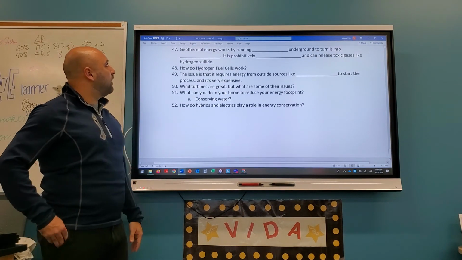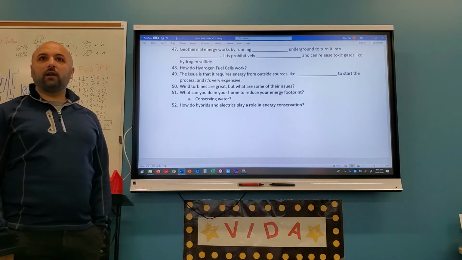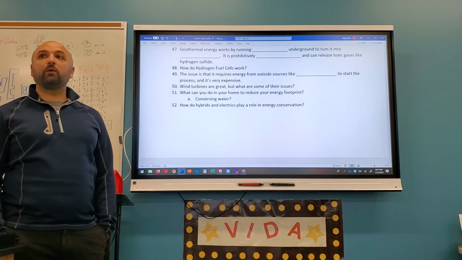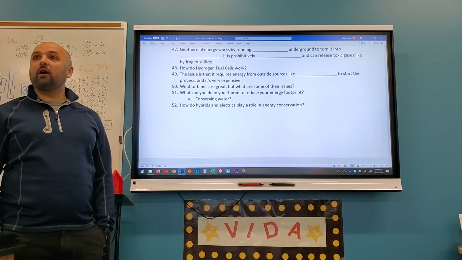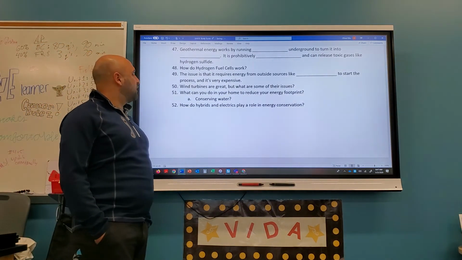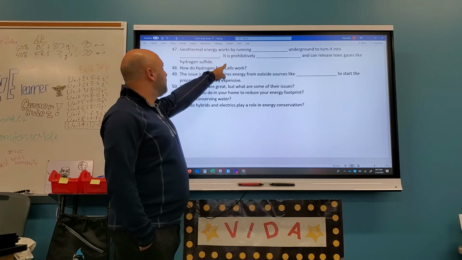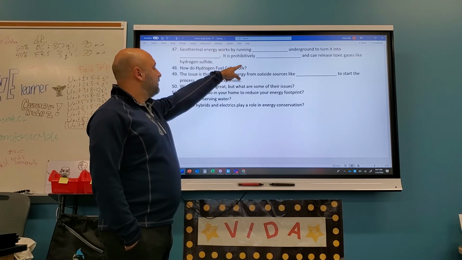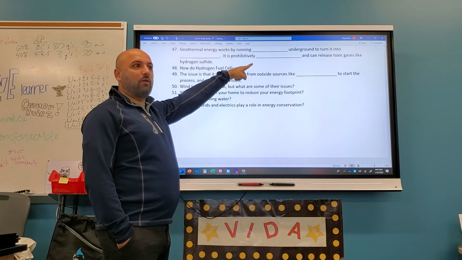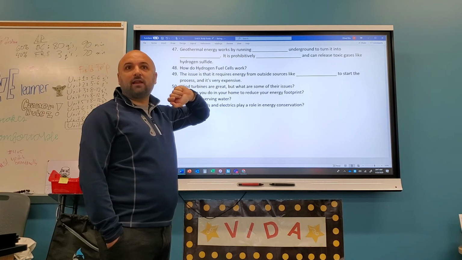Geothermal energy works by running what underground? The whole goal of electricity is to change water into steam. So what do we run underground? Water, where it's hot. And it turns it into steam. And the nice thing is we can use that steam to turn turbines. Now, it is prohibitively what? Expensive. Right, we've only ever drilled, the deepest I think is about 2 miles under the crust.